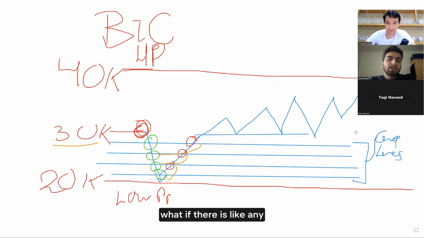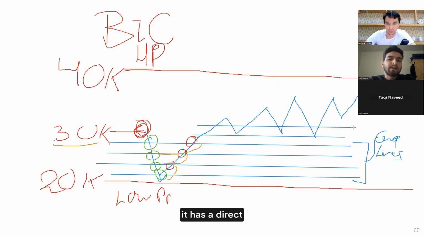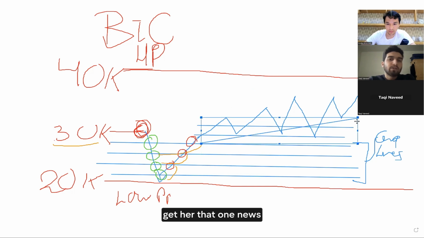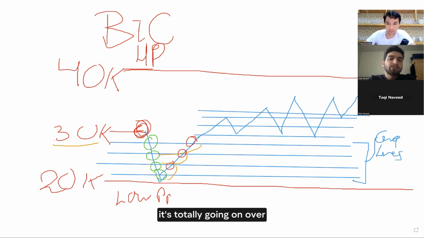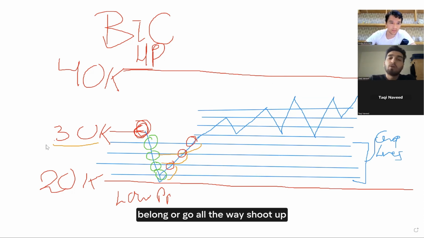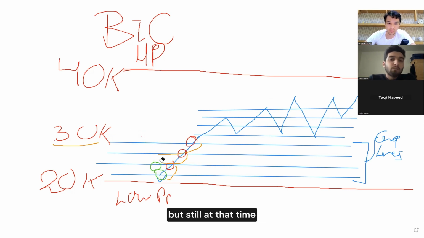Just tell me one thing: what if there is any news that breaks and it has a direct effect on the crypto market? How will the bot cater to that news? Because right now it's totally going on algorithms, up and down. But once the news breaks, it has to eventually go all the way down or shoot all the way up, depending on the news. But still, at that time, what will crypto or this bot do?